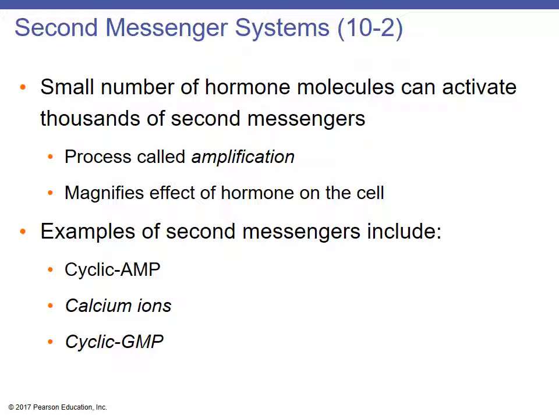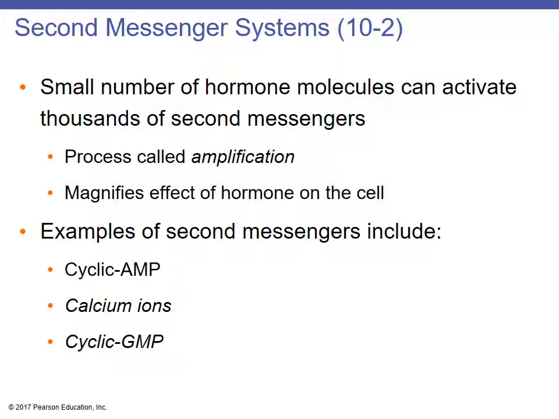Also, sometimes just a little bit of hormone can go a really long way. So this is a process we call amplification, right? If you amplify something, you're going to make it bigger than the original. And so what this does is it allows the magnification of the effect of the hormone on a cell. And so what will happen is we'll still have the original primary messenger, like the hormone, right? And it swims down and it binds to a surface receptor on the outside of the cell.